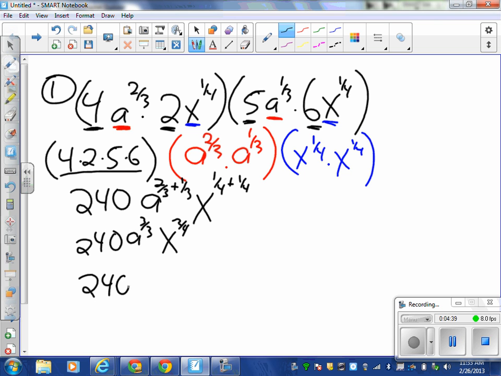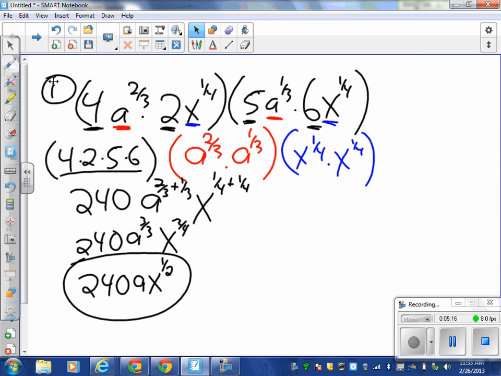So I end up getting 240. 3/3 is just actually 1. I could put the 1 there, but anything in the first column that doesn't change is just extra numbers to put there, so I really don't need to put the 1 there. The x to the 2/4 reduces to 1/2. So your answer is x to the 1/2 power. Okay, so this would be my final answer.